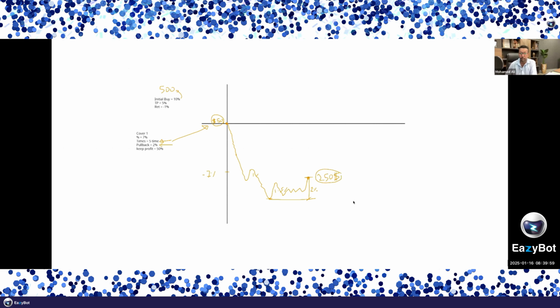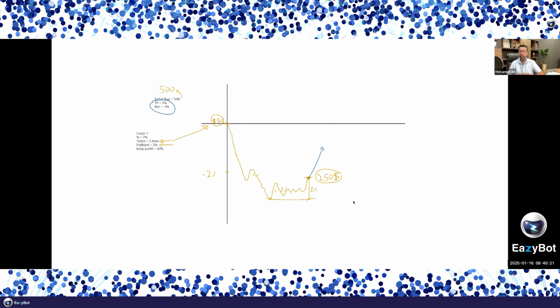Now from this point in time, this cover is bought already. The price could go up or go down. If the price goes above this one, it's going to start the process of taking profit. Now my take profit is here. It's common for all of them. This is for the initial buy and for the other covers as well.